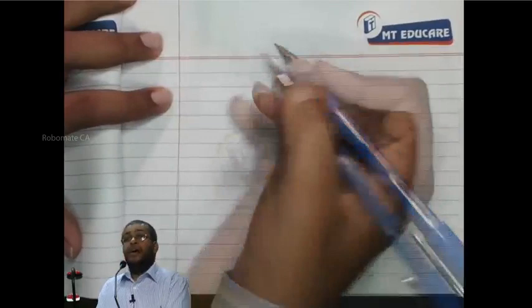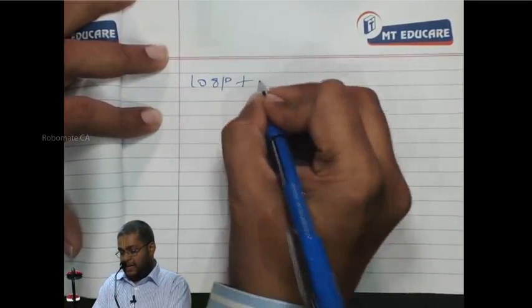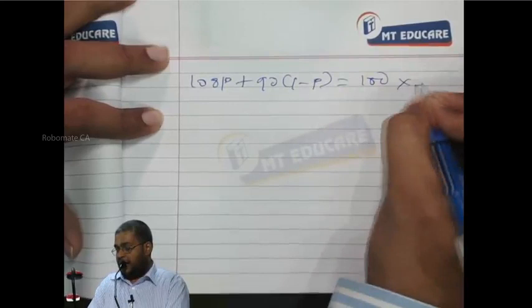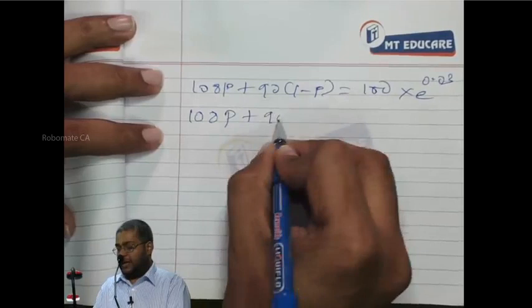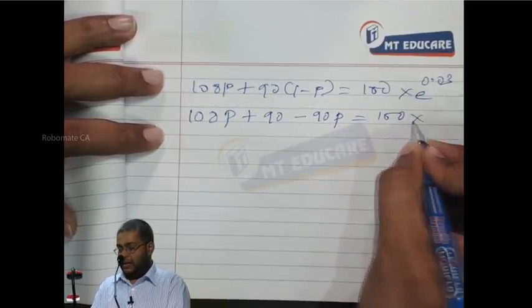Let's go for the original. How we calculated: 108p plus 90 into 1 minus p is equal to 100 into e power 0.03. Accept it? I'll just simplify or elaborate it. 108p plus 90 minus 90p is equal to 100 into e power 0.03.